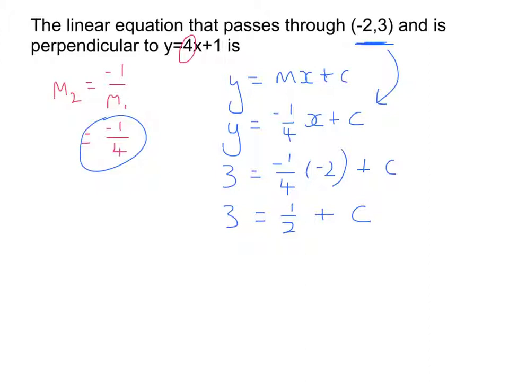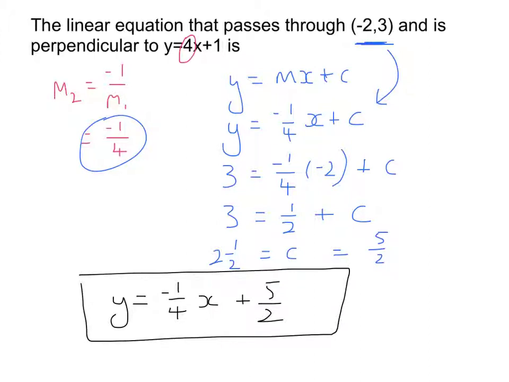And now we need to take away a half from both sides, so we have 3 minus a half is 2.5, or that's equal to 5 over 2 as an improper fraction. Okay, so now we have our equation. y is equal to m, which is negative 1/4, x, and c is equal to 5 over 2, so we plus 5 over 2. And that's what we're looking for.